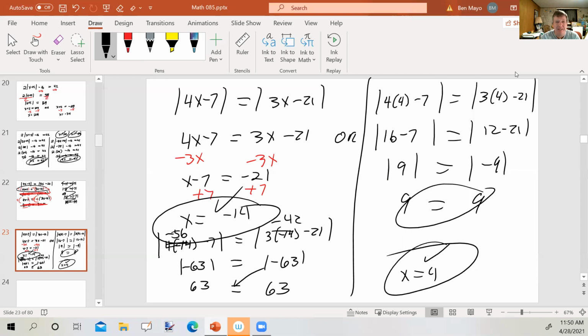If you have an equation with one absolute value, before you do anything else, you want to isolate that absolute value. Get rid of anything outside of it. Put it all over on the other side of the equation. And then you get two possible equations. What's inside equals what's outside. What's inside equals the opposite of what's outside.